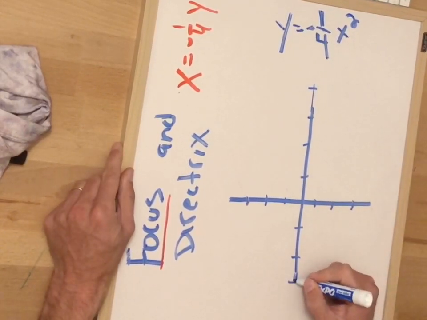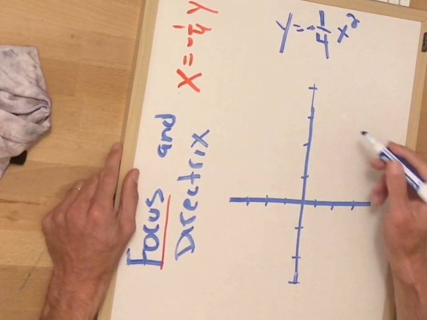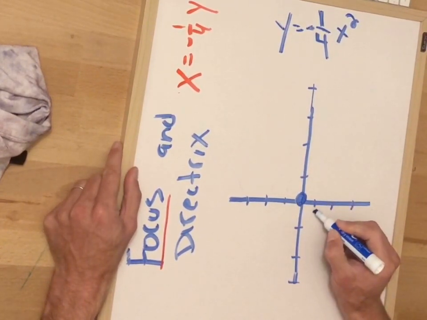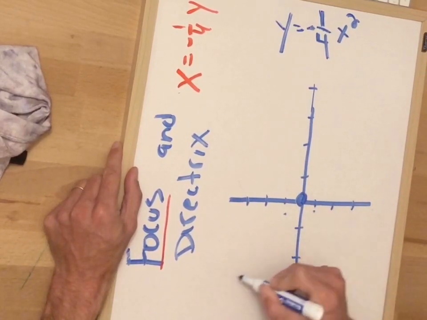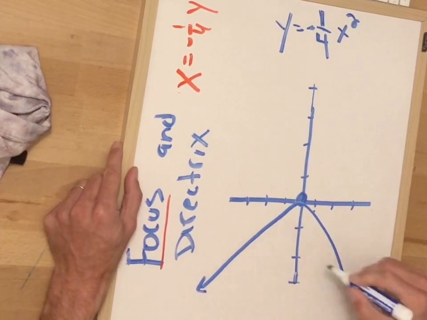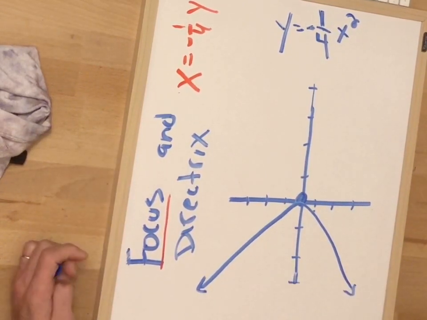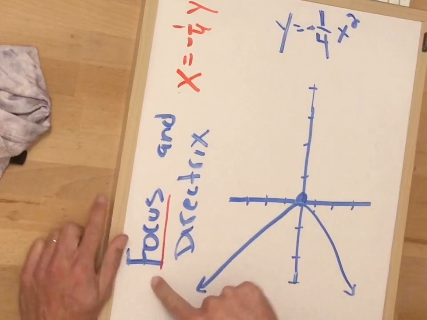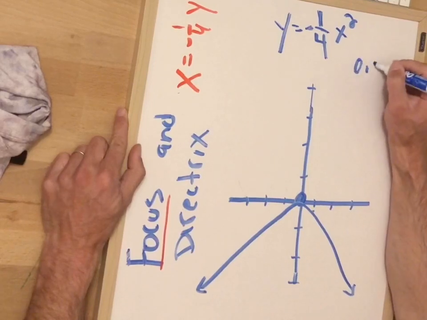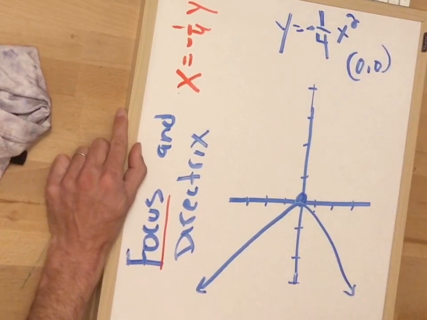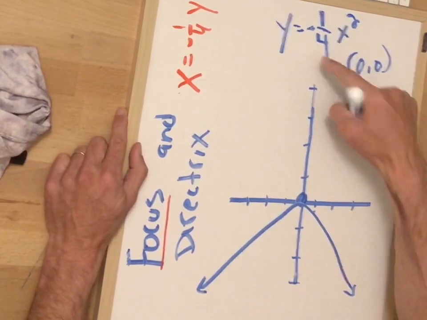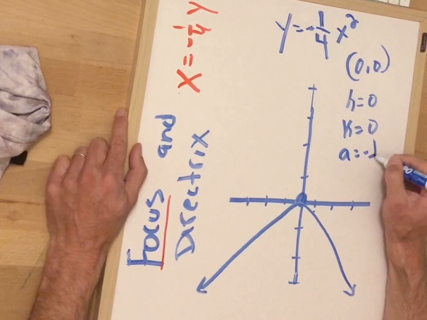So to graph this, I know my vertex is 0, 0, and I'm going to go down 1/4 over 1. Down 1/4 over 1. So here's my graph. Okay, now I've got to find my focus point. Identify your h and your k. My vertex is 0, 0. So my h is equal to 0, my k is equal to 0, and your shape, a, is equal to negative 1/4.